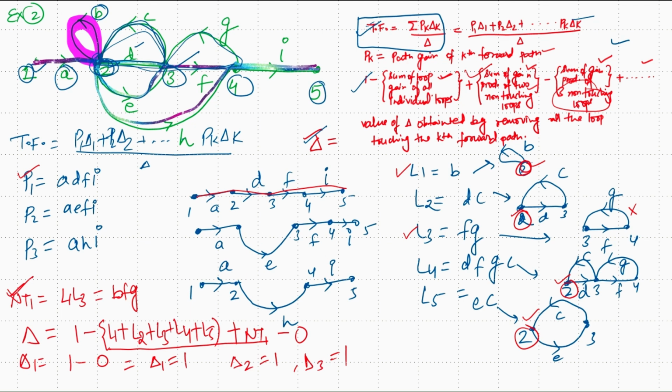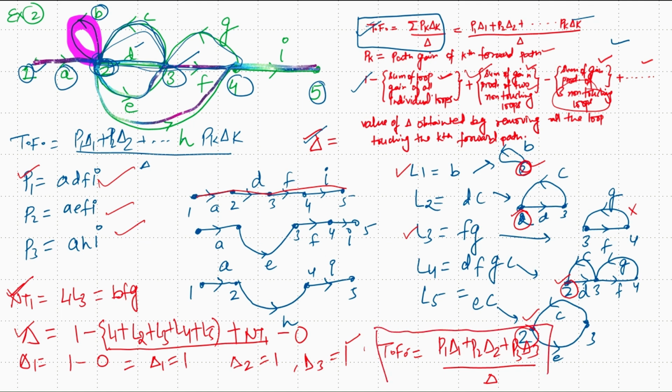So finally, we can determine the transfer function, which is P1 delta 1 plus P2 delta 2 plus P3 delta 3 divided by delta. Now P1, P2, P3 we have already determined. Delta 1, delta 2, delta 3 are all equal to 1, and delta we already determined. We can put these values in this final expression to get the transfer function value. I hope you understood this problem. Thank you.